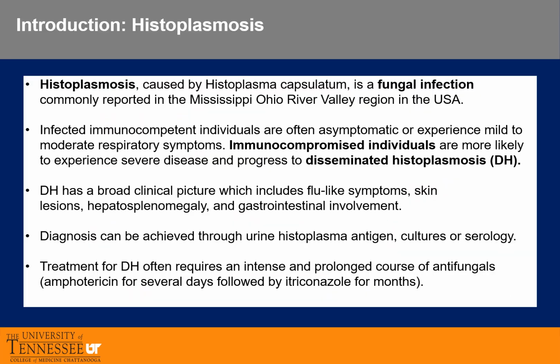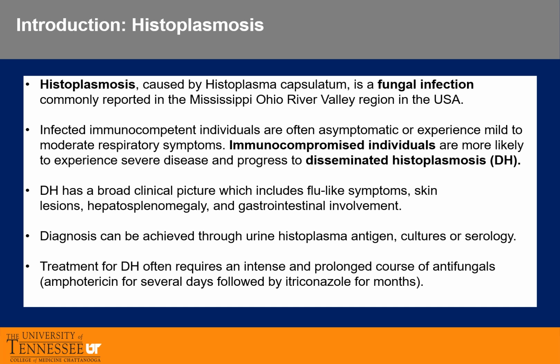Histoplasmosis is a common fungal infection endemic to the Mississippi-Ohio River Valley and is caused by the organism Histoplasma capsulatum. Infected immunocompetent individuals are often asymptomatic or experience mild to moderate respiratory symptoms. However, immunocompromised individuals are more likely to experience severe disease and progress to disseminated histoplasmosis, DH. DH has a broad clinical picture, which includes flu-like symptoms, skin lesions, hepatosplenomegaly, and GI involvement.